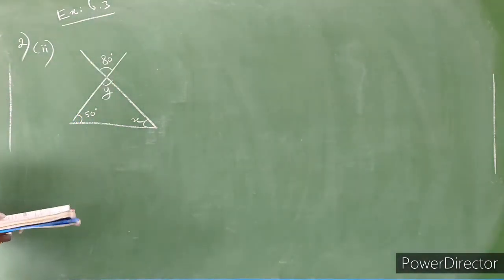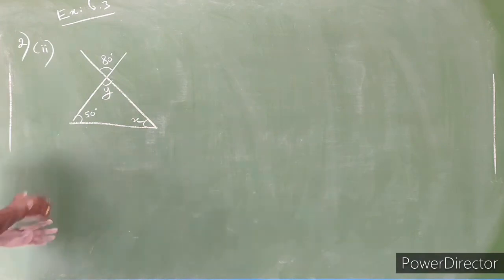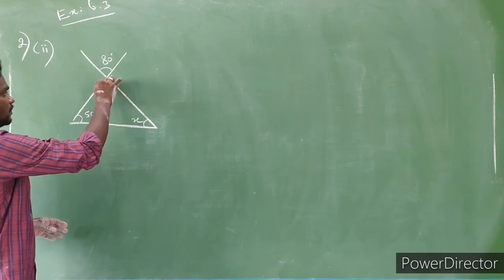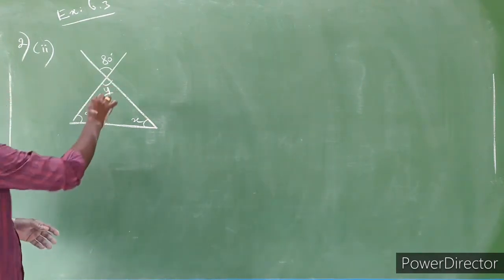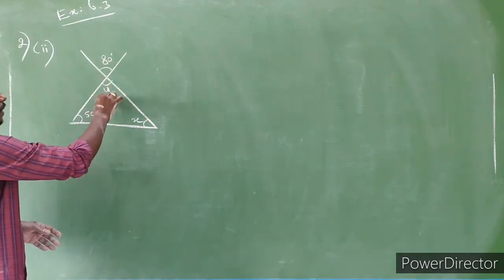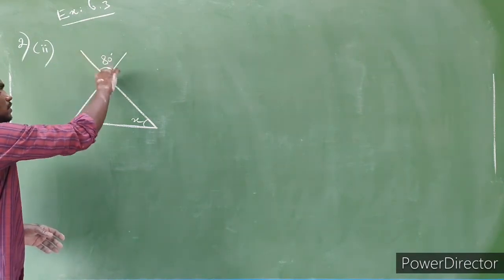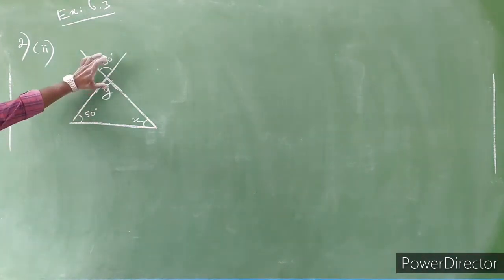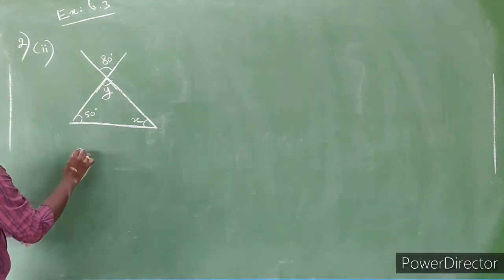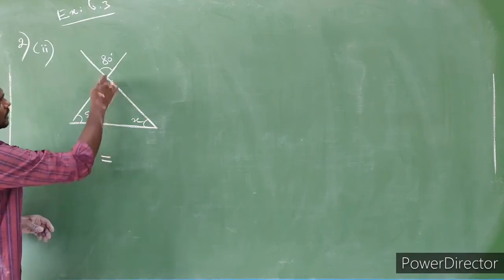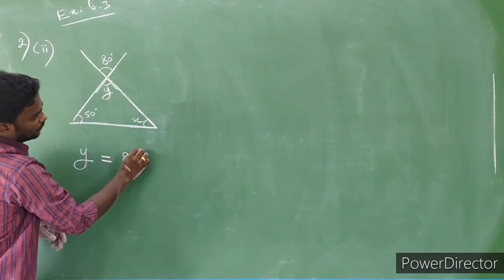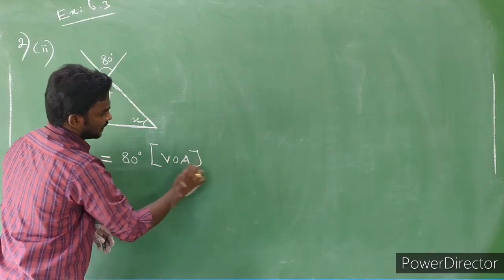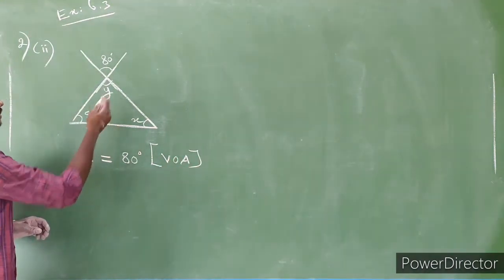How to find the value of x and y? Here we can use vertically opposite angles. Angle y and 80 degrees are vertically opposite angles, we know. Because these two lines are intersecting lines, vertically opposite angles are equal in measure. So angle y is equal to 80 degrees, by the definition of vertically opposite angles.